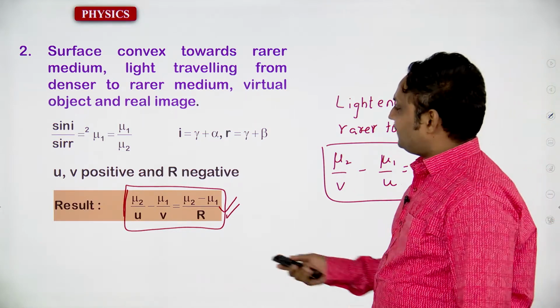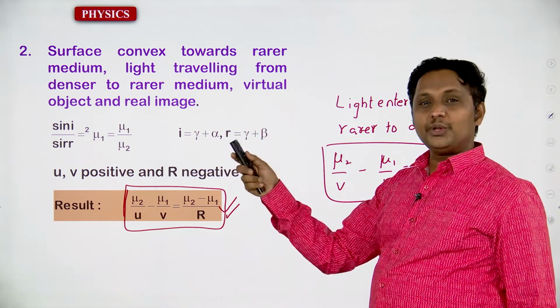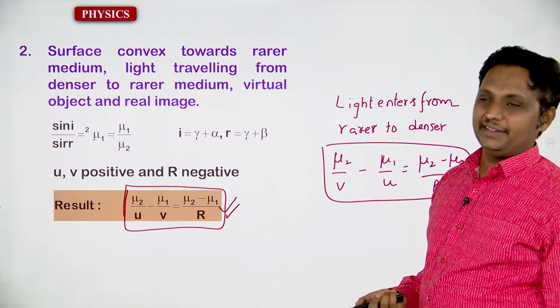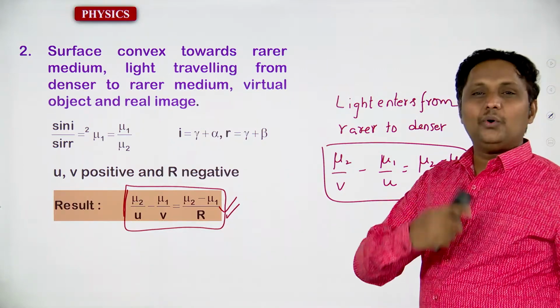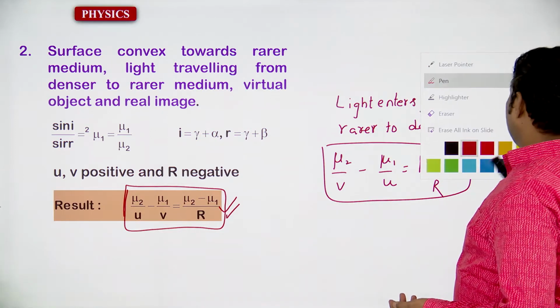In the second case, the light rays are travelling from the denser medium to the rarer medium. This is the formula. After doing all the calculation we will get that. This is the one case. Okay, let us go for the concave refracting surface. We would like to discuss that.